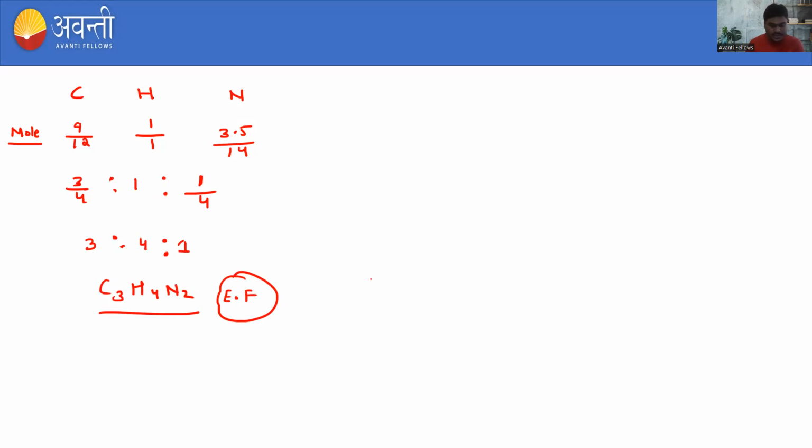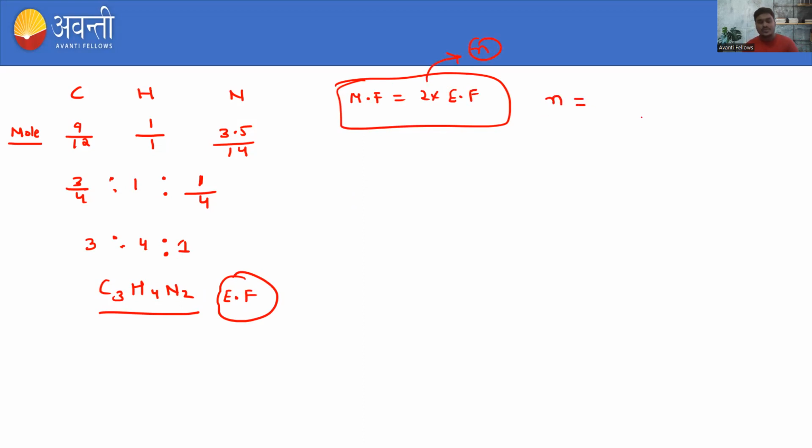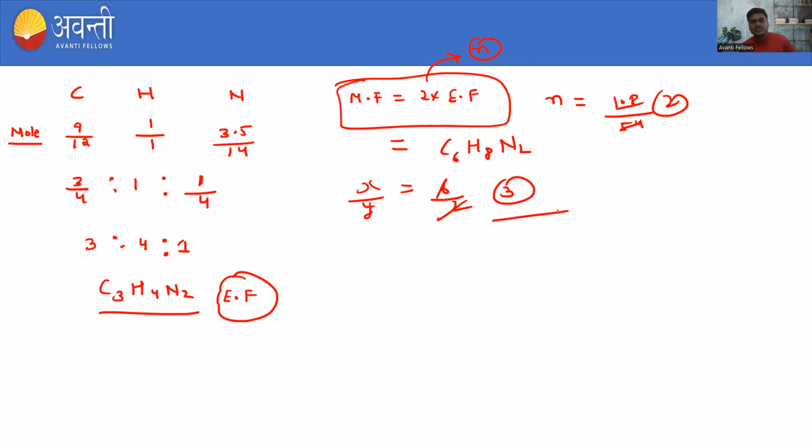But what is the molecular formula? So for molecular formula, we know that molecular formula is nothing but 2 into empirical formula. So how does this 2 come? This 2 is nothing but the value of n. So how does n come out to be 2? We know that n is equal to molecular mass upon empirical formula mass. So this comes out to be 2. So using this 2, we get C6 H8 N2. What is x by y? So here x by y is nothing but 6 by 2, that is 3. So the correct answer for this question is 3.